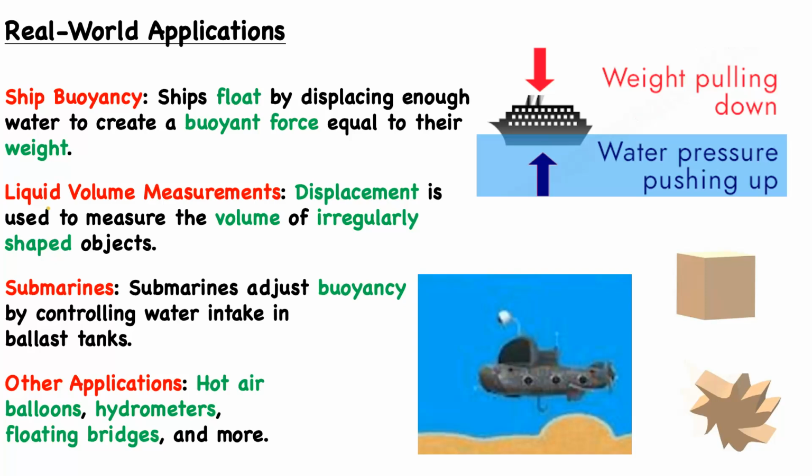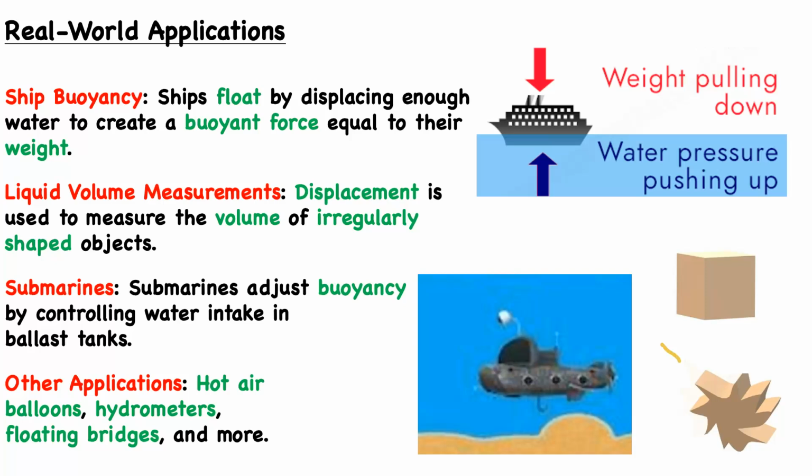Now, a second interesting real-world application is that of liquid volume measurements. So as we said, displacement is used to measure the volume of irregularly shaped objects. We can submerge an object in water, and the volume of displaced water is equal to the volume of the object. So if we have some sort of simple object here, like a cube, well, there's no need to do this. We can simply take some quick measurements and perform a simple calculation to determine the volume.